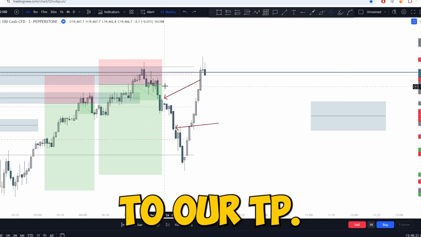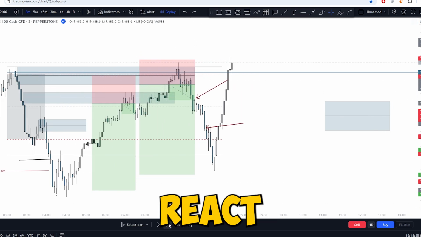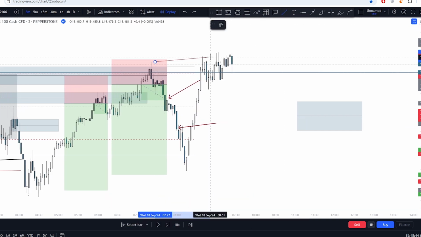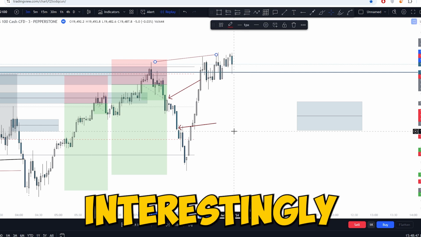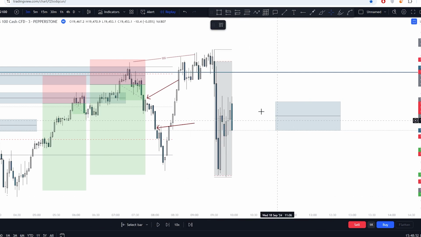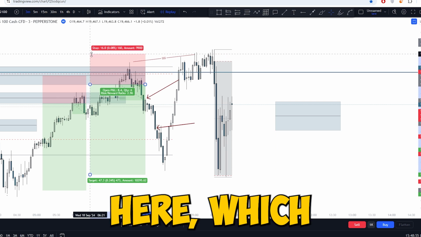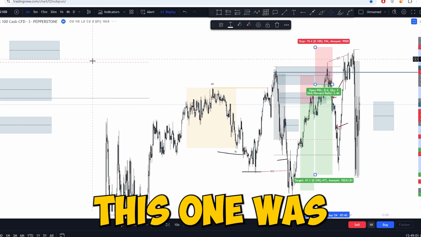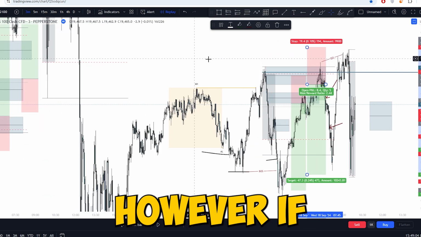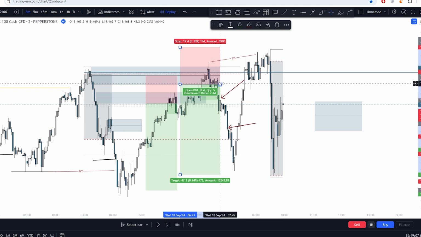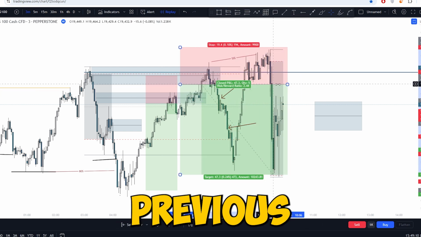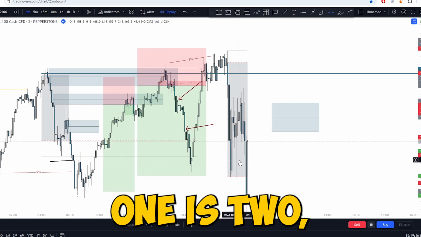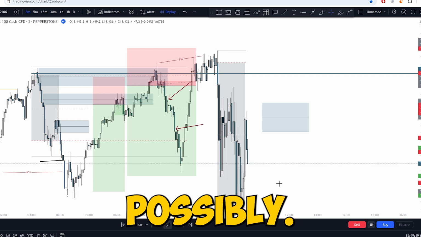And price came down all the way to our TP. And then we saw price react and rally up to the upside again. If we were still in this trade, of course, we'd be taken out by then. But then what we also saw price do, interestingly enough, is that it came back to take liquidity up here, which is beautiful, and then melt again down to the downside. So if your stop loss was a bit higher, this one was a bit aggressive, which is good, it gives us a 1:3. However, if your stop loss was maybe, let's say, above some of these previous levels, maybe on the lower time frame, you'd still be in the trade and you'd still hit your 1:4, 1:3, 2.5, 1:3 possibly. Beautiful trade on NAS.